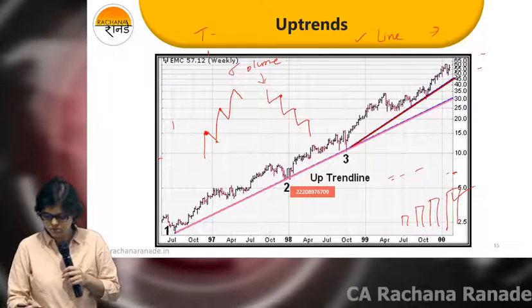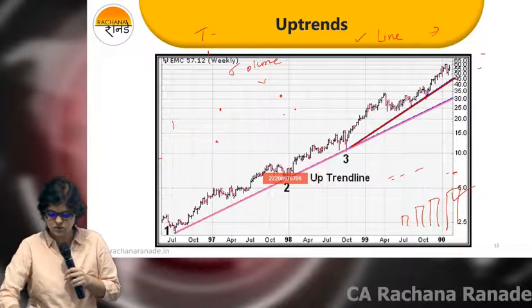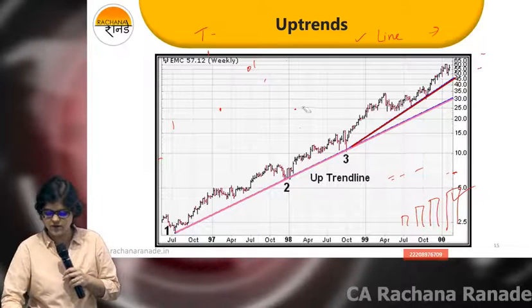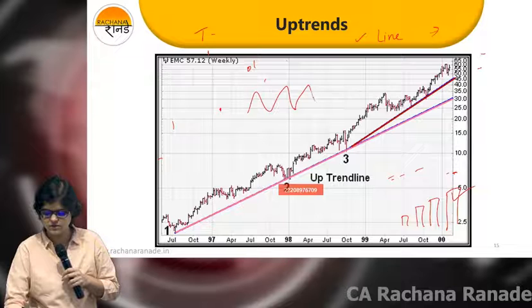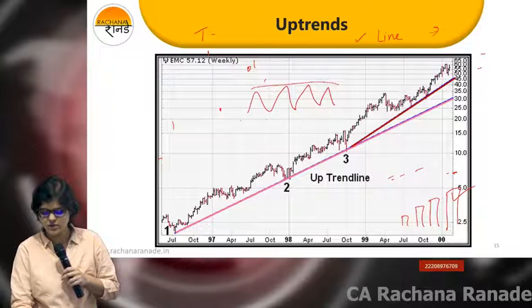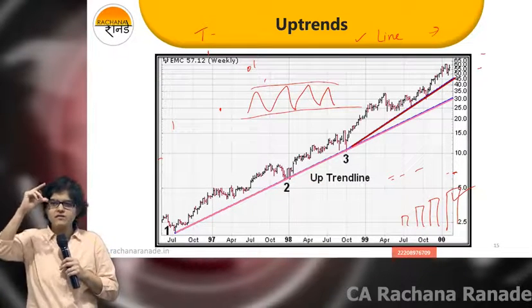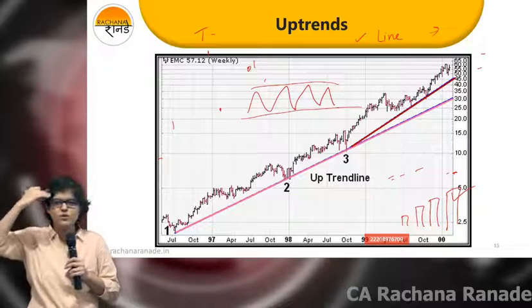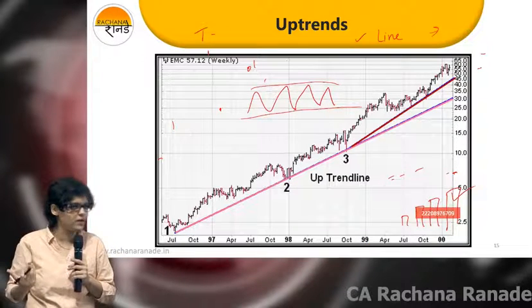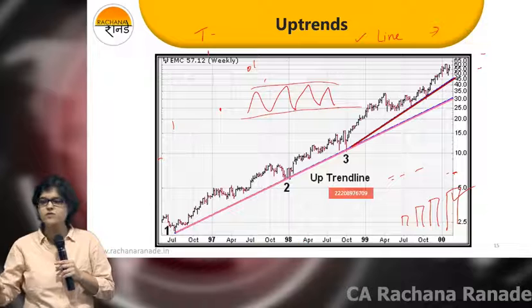Correct? And the last one we talked about was the sideways trend. And how do I draw a sideways trend? Something like this. In theory it will be exact, but in practice it might be a little bit above the upper band and a little bit below the lower band as well. So that was the concept of a sideways trend.